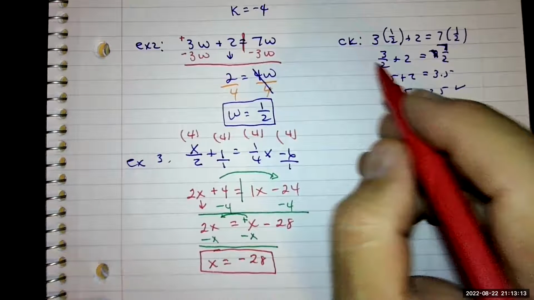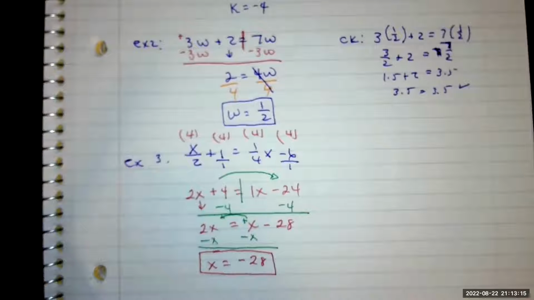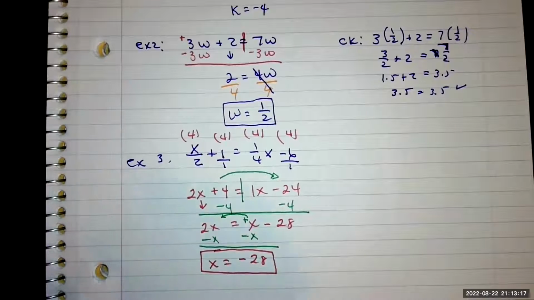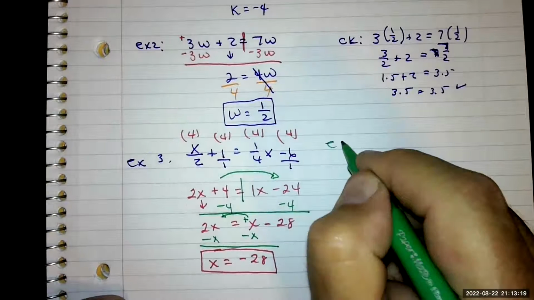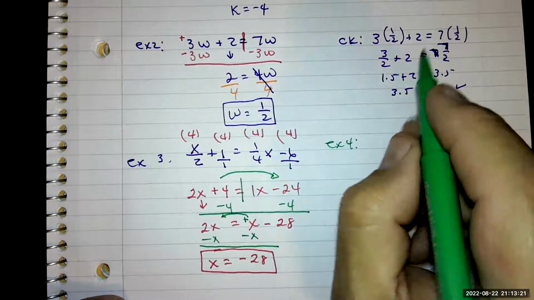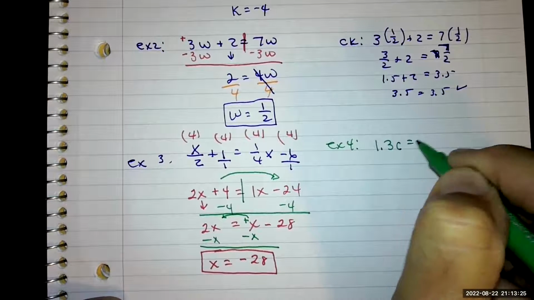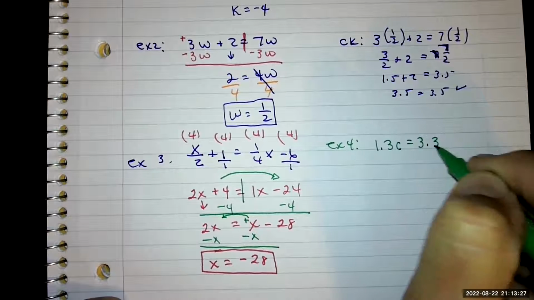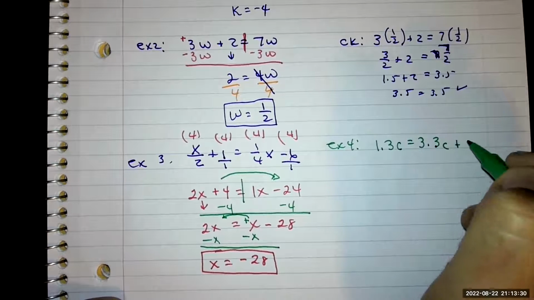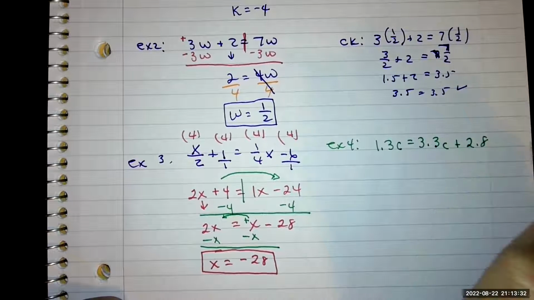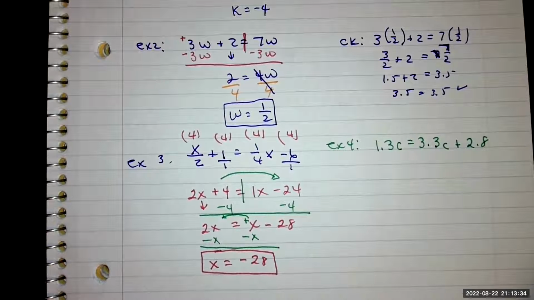Let's try example 4. I'll do it in a different color so it stands out from the other one. All right. This one is similar to the fraction, but it's decimals. So how can you do decimals? Decimals. We don't want decimals. We want all whole numbers, just like the fractions.